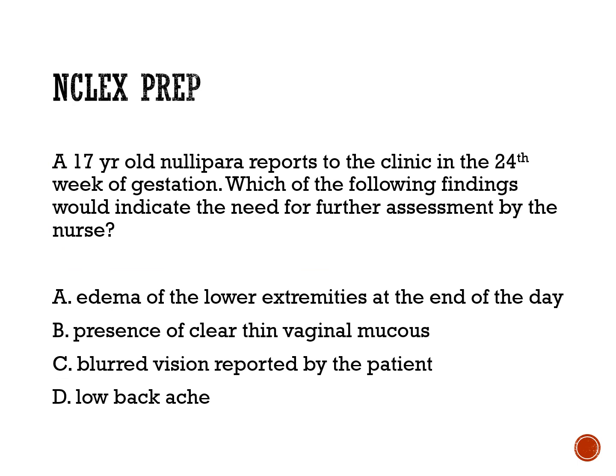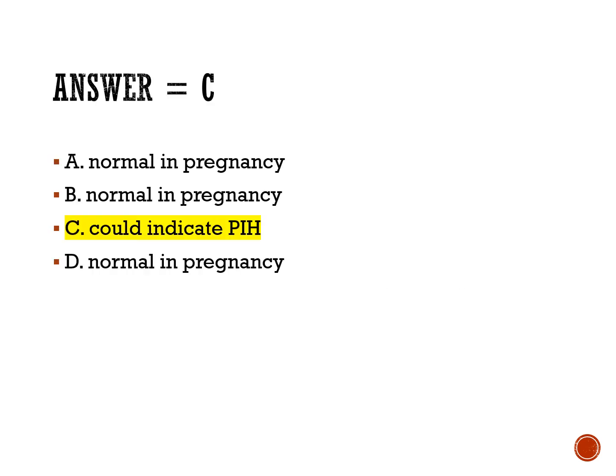NCLEX prep. Question 3. A 17-year-old nullipara reports to the clinic in the 24th week of gestation. Which of the following findings would indicate the need for further assessment by the nurse? A. Edema of the lower extremities at the end of the day. B. Presence of clear thin vaginal mucus. C. Blurred vision reported by the patient. Or D. Low backache. C. Could indicate PIH. So that blurred vision reported by the patient is definitely a sign of PIH.